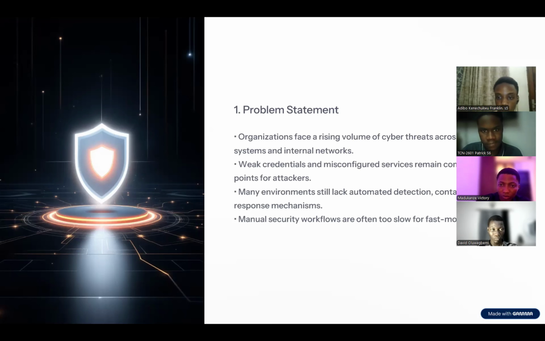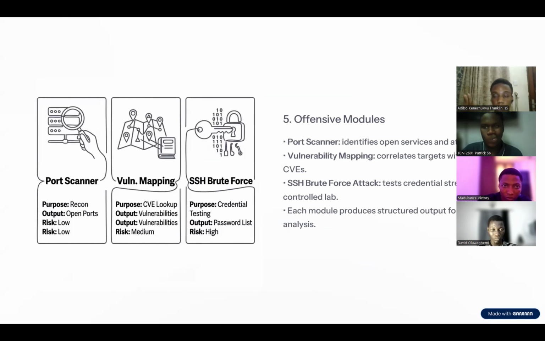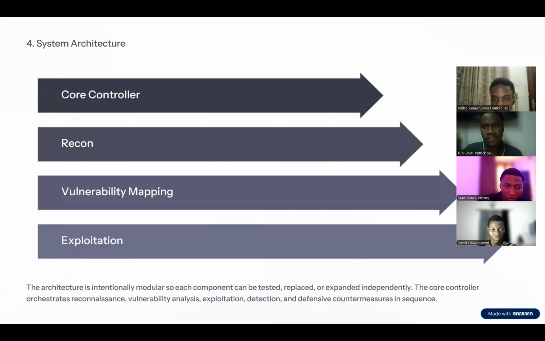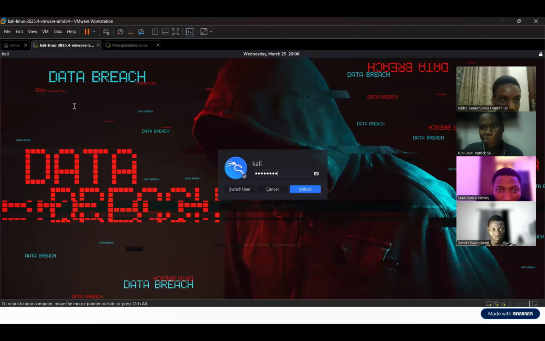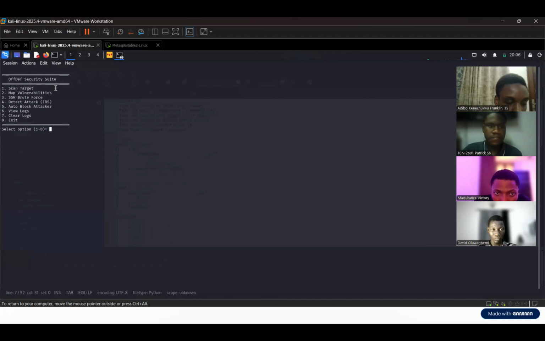Okay, so basically, this is the core structure. It is divided into three tiers. We have the core controller, the offensive module, and the defensive module. The core controller is responsible for navigating through the various options which Off-Dev Suite gives you. So I'm just going to demonstrate this. As you can see, this is the Off-Dev Suite. This is the core controller. It's basically a menu section in which you can choose between the various options, whether they are offensive options or defensive options.